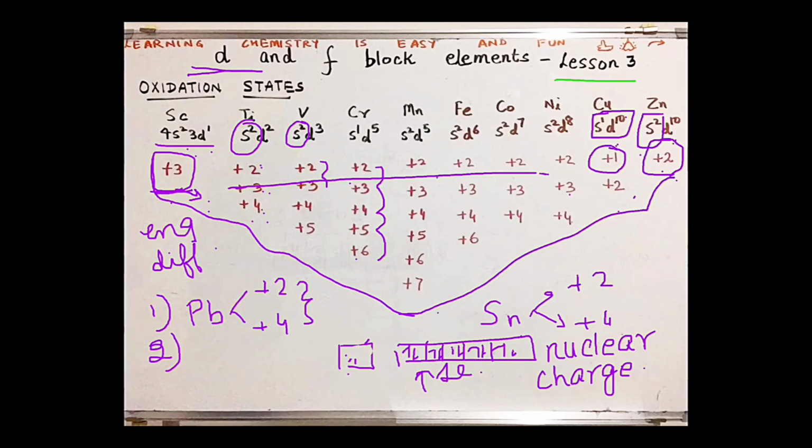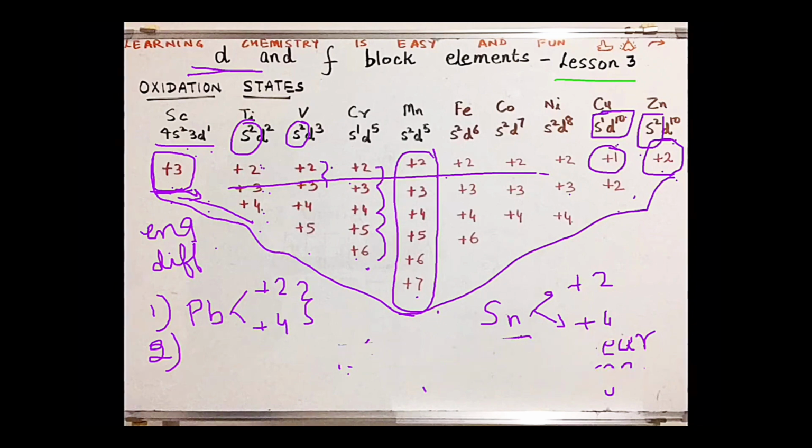Go ahead in the 3D series or in general the D block elements, we notice that the number of oxidation states being shown is increasing. See, it's on the rise. Here it's only showing 1 oxidation state. Titanium is showing 3. Vanadium is showing 4 oxidation states. Chromium 5. Manganese, middle of the series, shows maximum number of oxidation states starting from +2 to +7. Very clearly explained by the fact that it has most number of unpaired electrons.